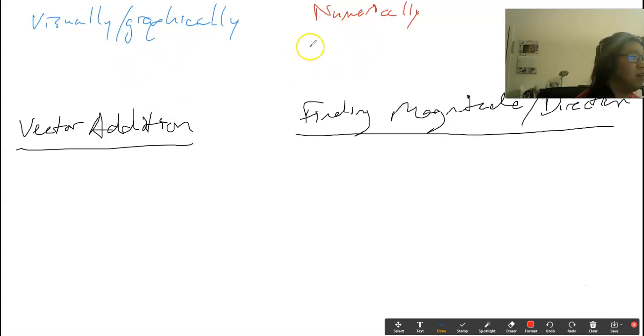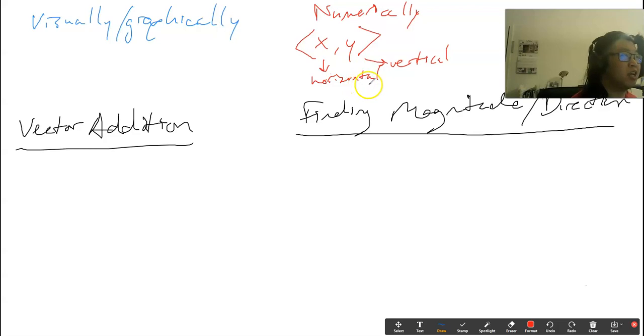But what we need to know about vectors numerically is that they use these pointy brackets, where these are our components x and y, which represent the horizontal and vertical directions. So if I say, for example, I have the vector <4, 2>, that means I have an x, horizontal component, of 4, and a y, vertical component, of 2. And they're both positive, so they should be going in the positive direction on those.